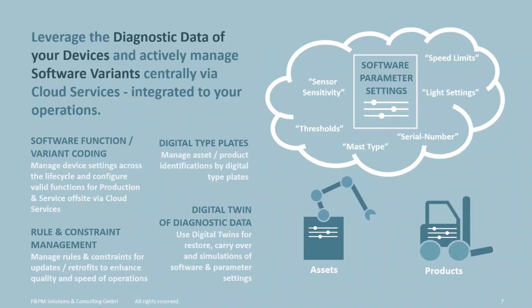Software parameter settings are managed in a central repository. From there you can start building software variants and software functions. You can also configure type plates that are installed to your different devices. Also, you can manage rules and constraints so that you can have predefined packages of software functions that are automatically deployed to the relevant business events. A digital twin of diagnostic data provides you a lot of functionality to restore, carry over, or simulate different parameter settings.